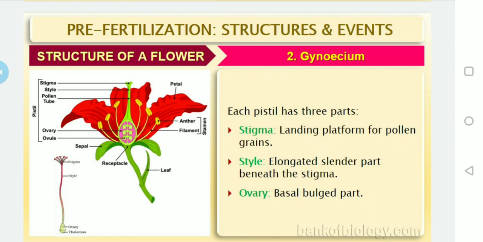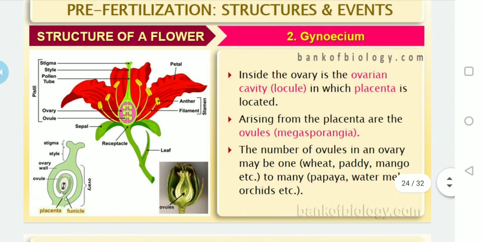Also observe this. If you want to study the structure of the gynoecium, you should take a longitudinal section for the purpose of a complete study. We can also take a transverse section, but the longitudinal section makes it easier to study the complete structure from the stigmatic surface down to the ovules in the ovary. If you take a transverse section, you cannot get the complete structure, right?